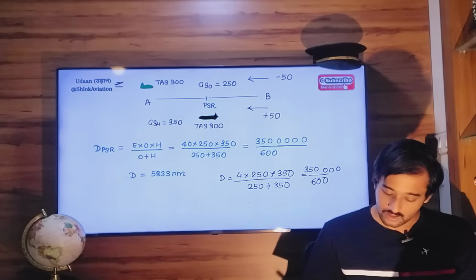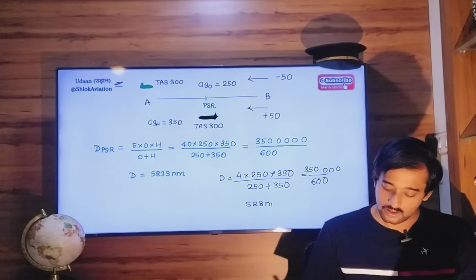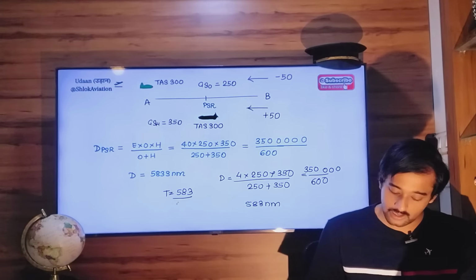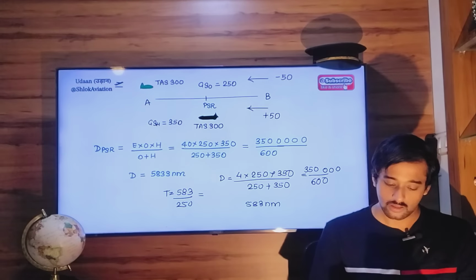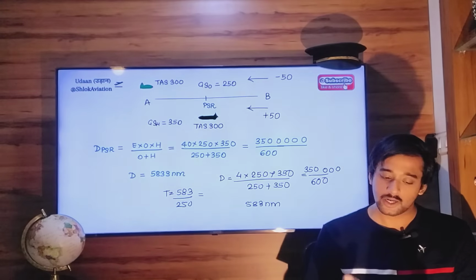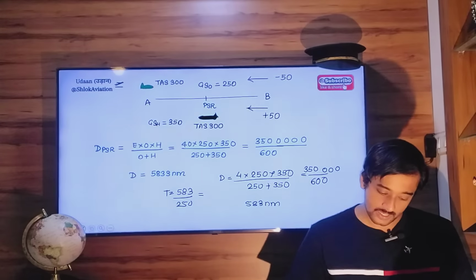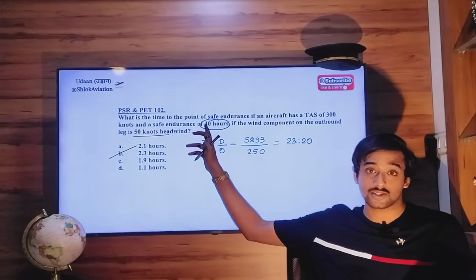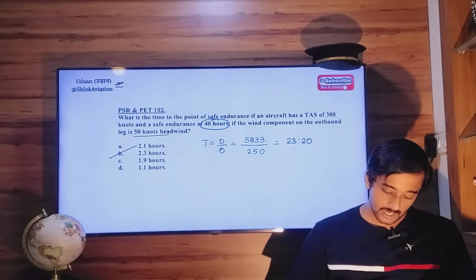Okay, 583. And time will be equal to 583 divided by 250. So that will be 2 hours 20 minutes or 2.3. So option bravo. So 40 hours is the wrong value. It's a printing error.